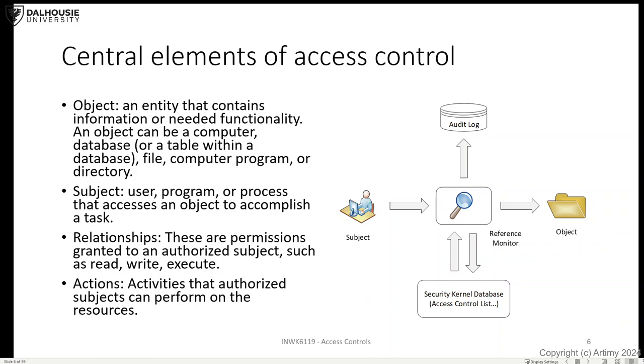Then we have the relationships. The relationships are the permissions granted to the subject, right? So the subject may read the file, write to a file, delete a file, move it. All of these need to be specified as permissions, what the subject can do. The actions are the activities that the subject is actually performing on the object, on the resource.